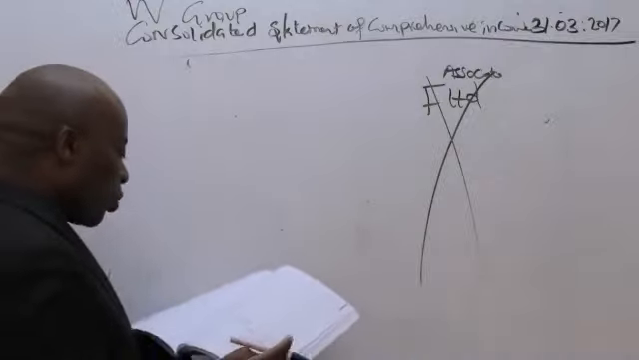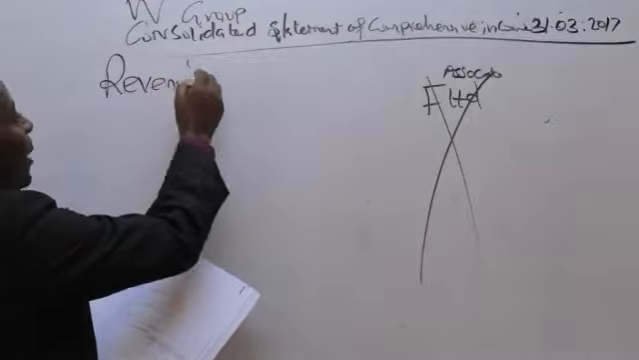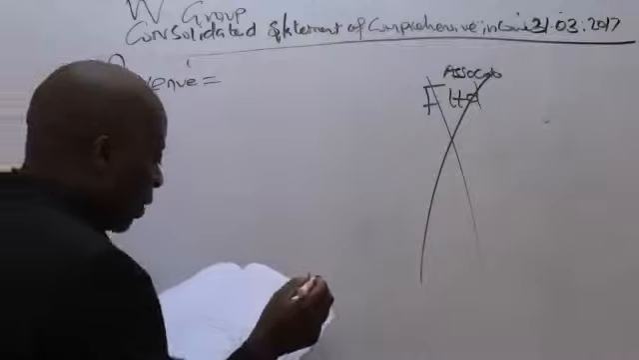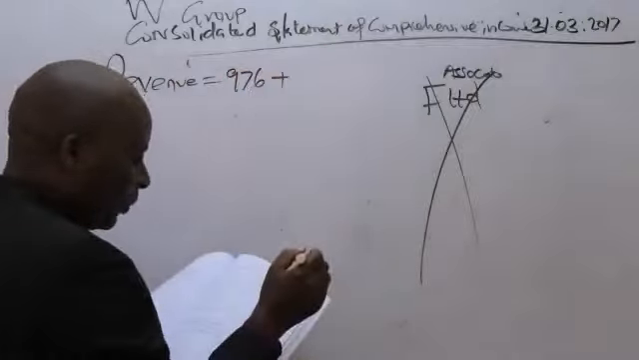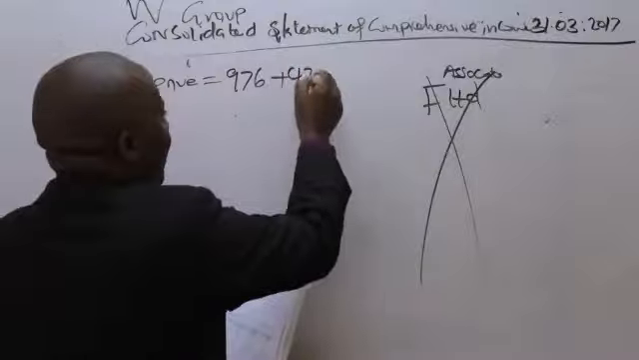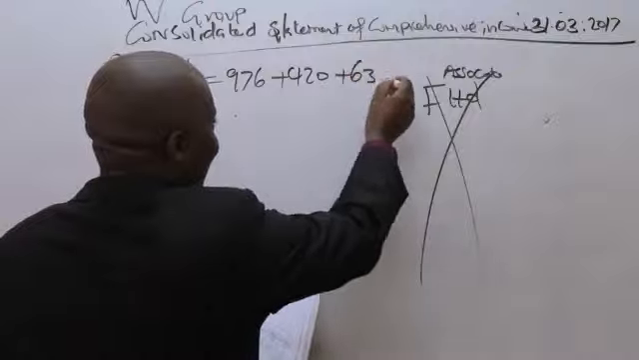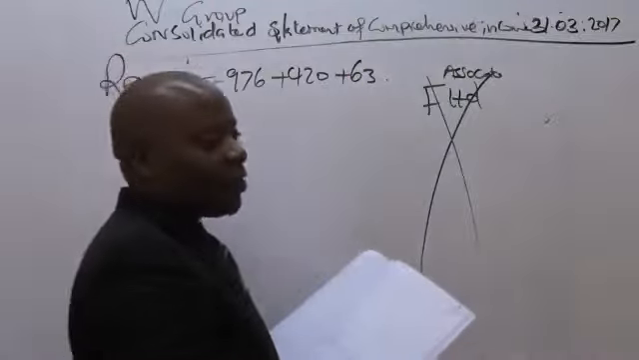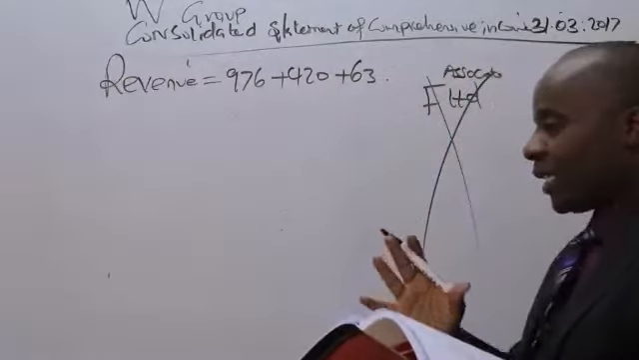So line by line is quite a simple thing. So I'll come and talk of revenue. The way I've been given their revenue, ladies and gentlemen, the first one is 976 plus 420 plus 63. Consolidation is quite a simple thing. I'm only adding.